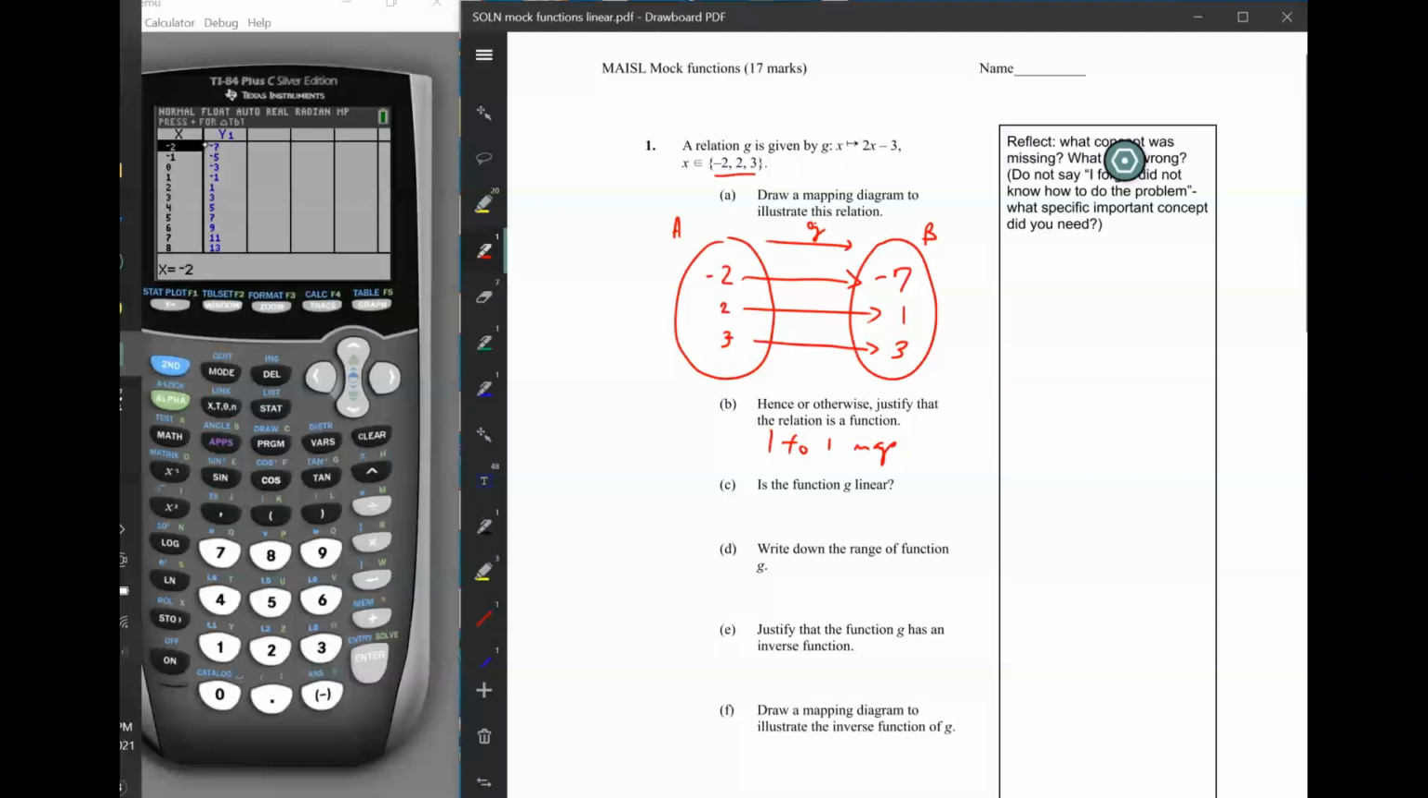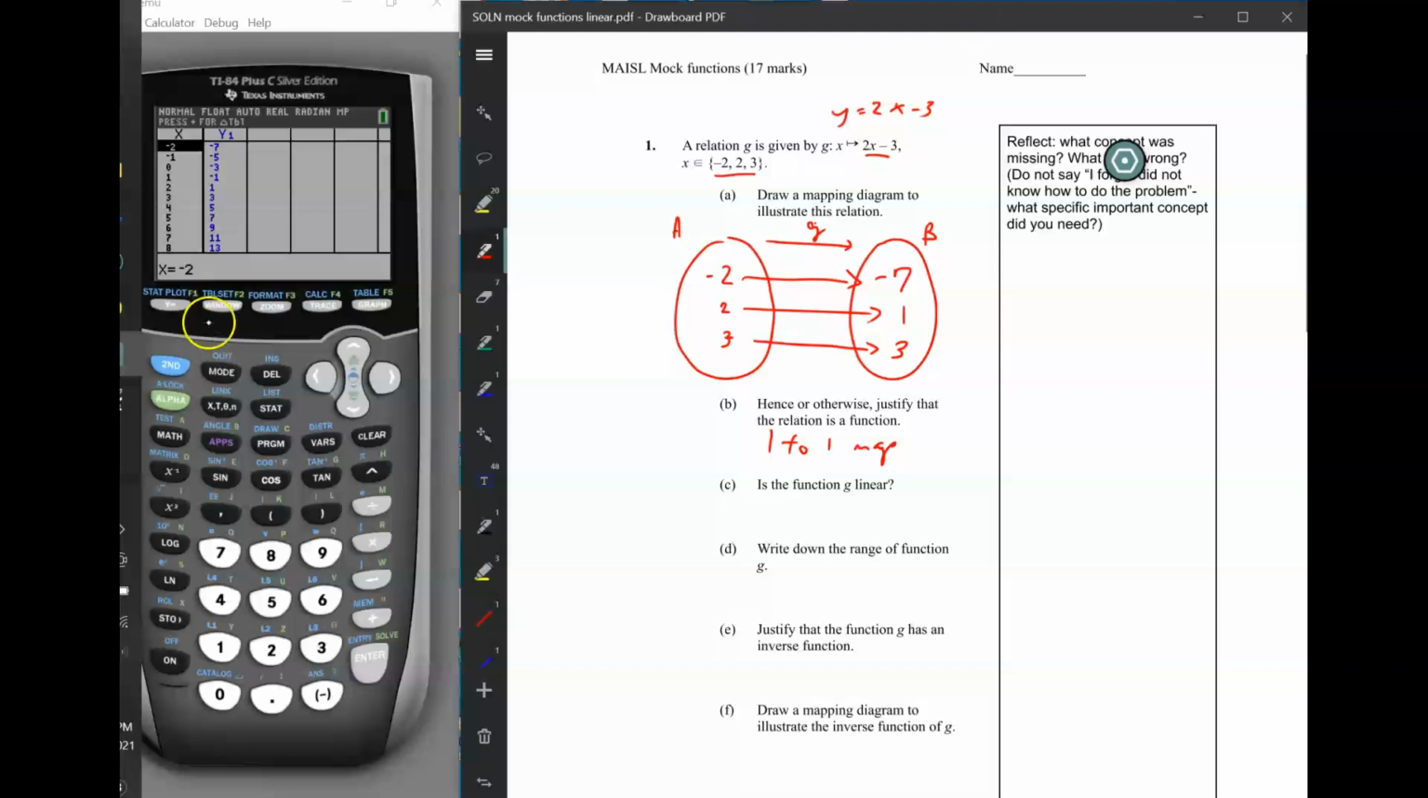Okay, so there's a couple ways to do this. One is to look at the equation here, which you can relate to y equals 2x minus 3 and say, oh, this is y equals mx plus c. So it is linear because it's in slope-intercept form, gradient-intercept form.